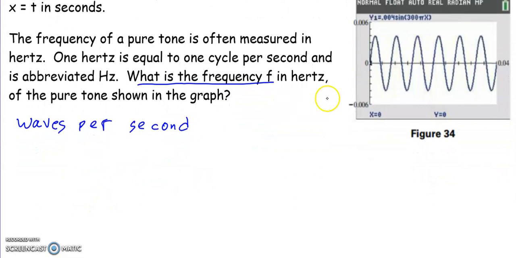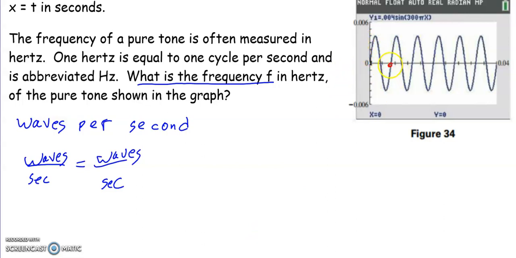So they want me to take the waves they gave me and the time they gave me and convert to how many waves I am going to make in 1 second. So I am going to set up a proportion that is going to compare waves and seconds to the waves I want and the number of seconds I want. So let's look at what they gave me. How many waves am I seeing on this graph? I'm going to count them.